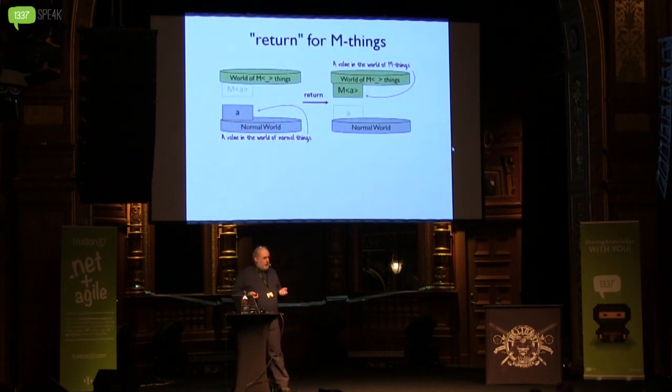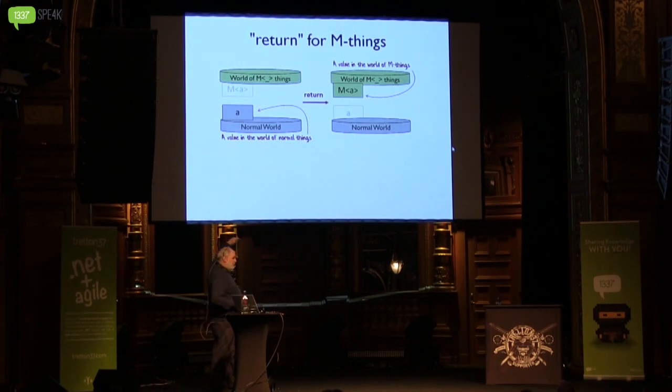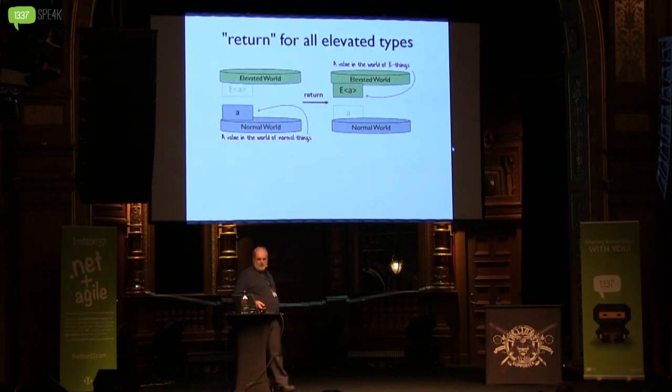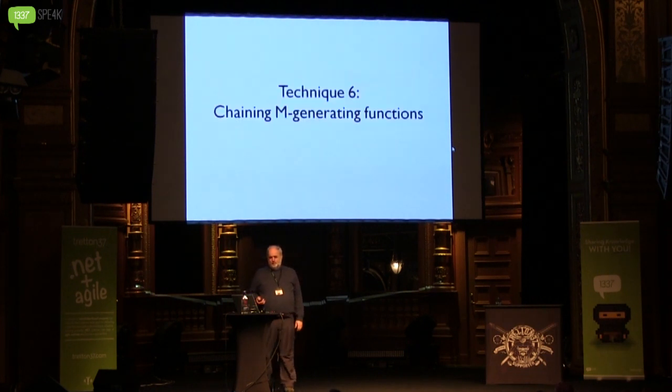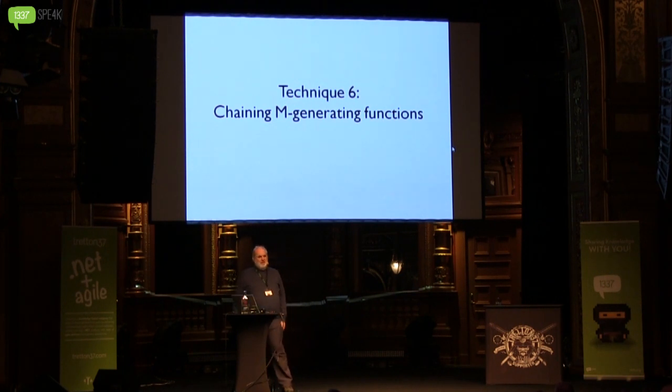And again, if you think of it in layers, you've got a normal thing down at the bottom, and when we do return, it becomes an M of a thing over there. So it's not a function, it's just mapping normal things. And again, useful for all kinds of elevated types, so lists, options, all that stuff. All right, next technique, M generating functions.